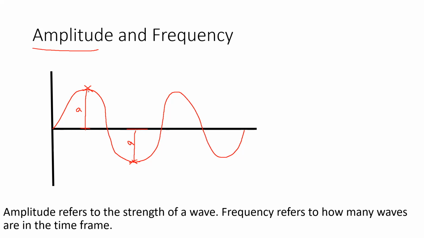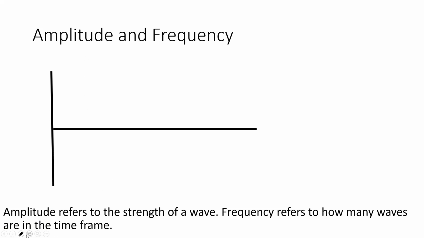Now, basically, the higher the amplitude, the stronger the wave. If it is a light wave, it'll be a brighter light. If it's a sound wave, it'll be a louder sound. Okay, so I'm going to erase that, and we're going to get rid of that. And we're going to talk about frequency now.